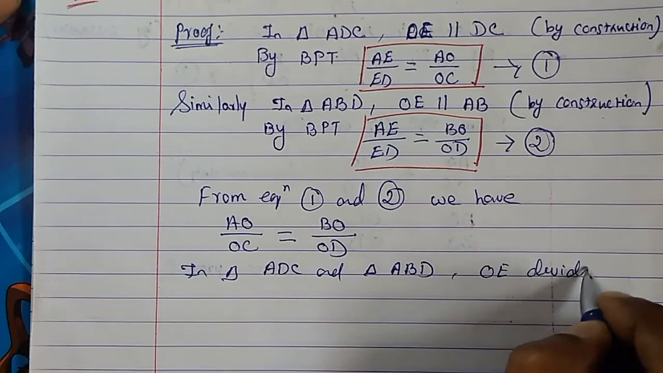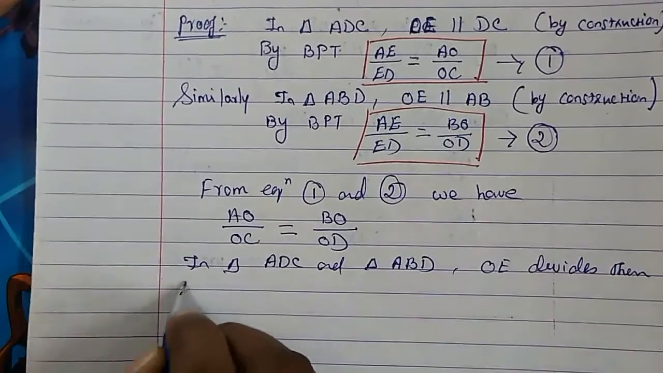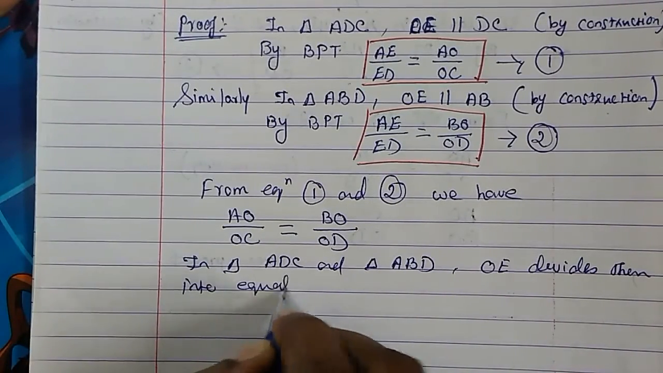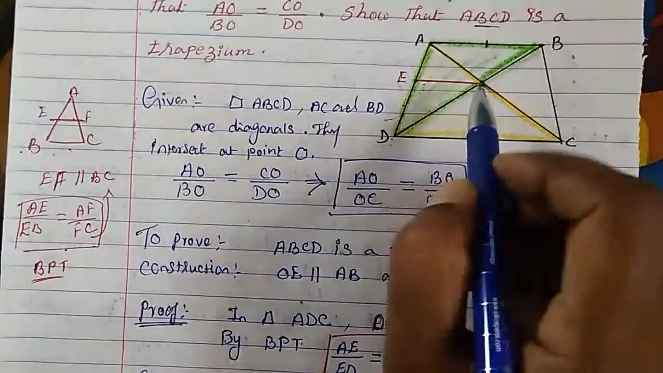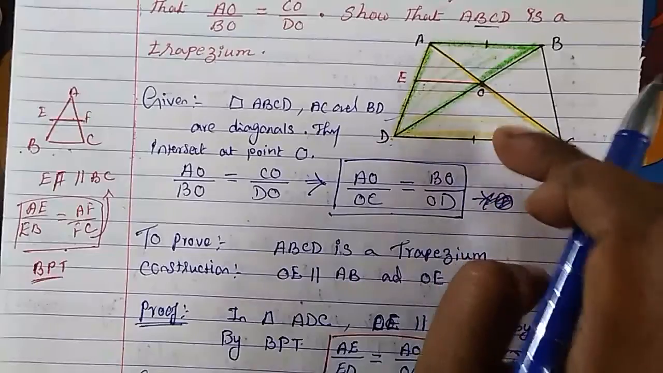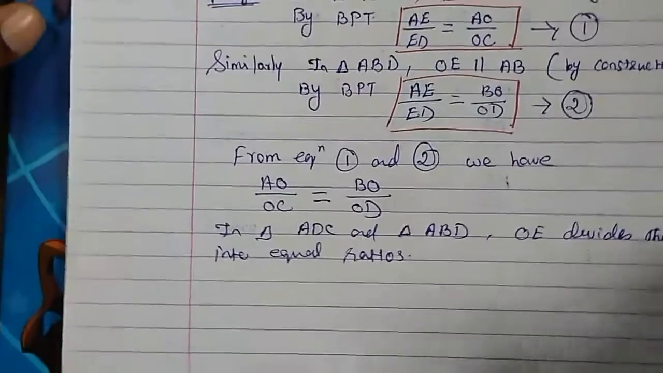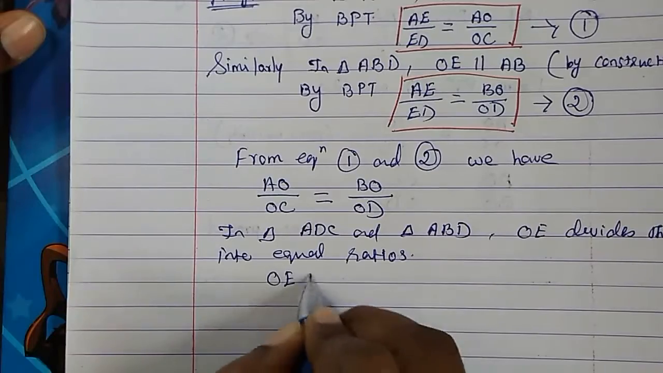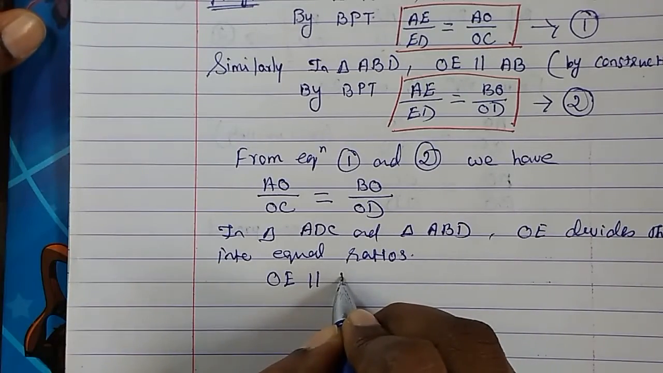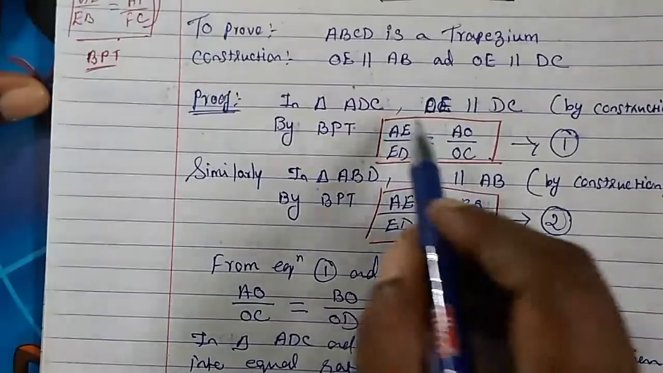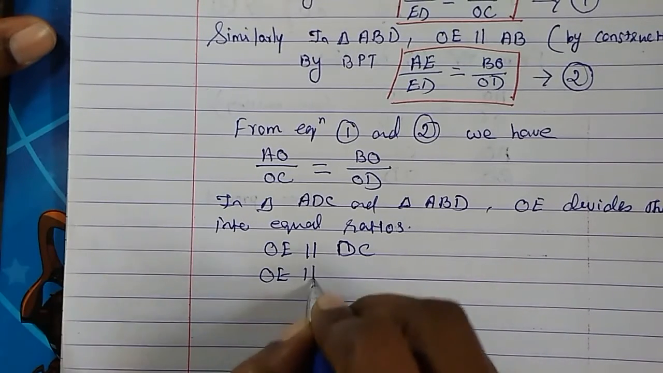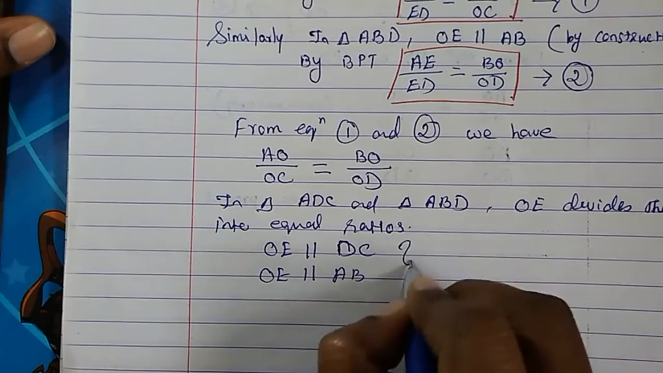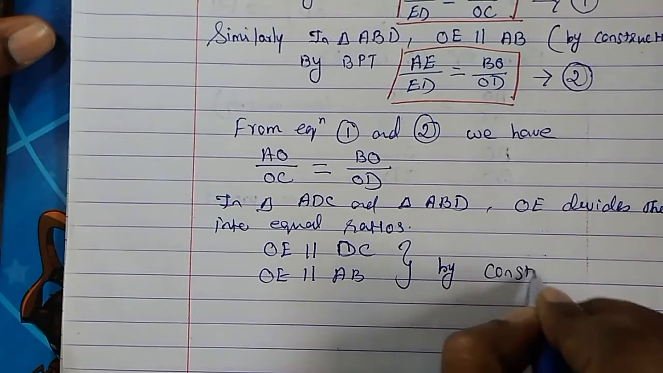OE divides them into equal ratios. Okay, so this OE is dividing both triangles into equal ratios. So OE is parallel to DC also and AB also. So OE is parallel to DC and OE is parallel to AB also. How? By construction.